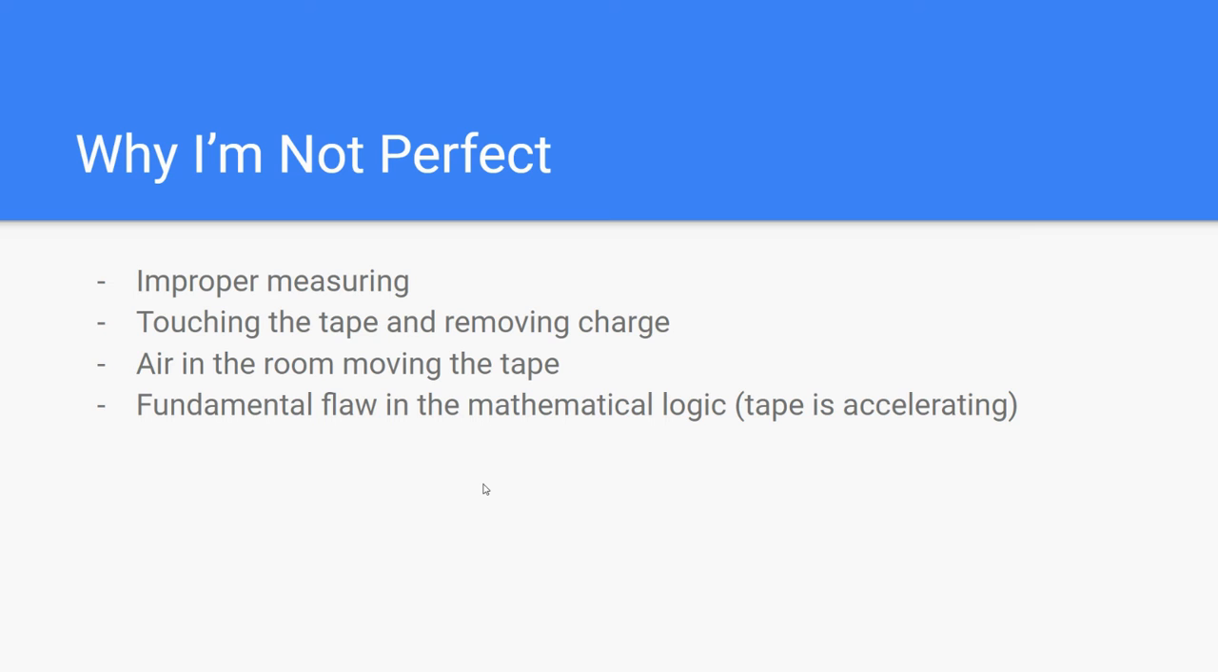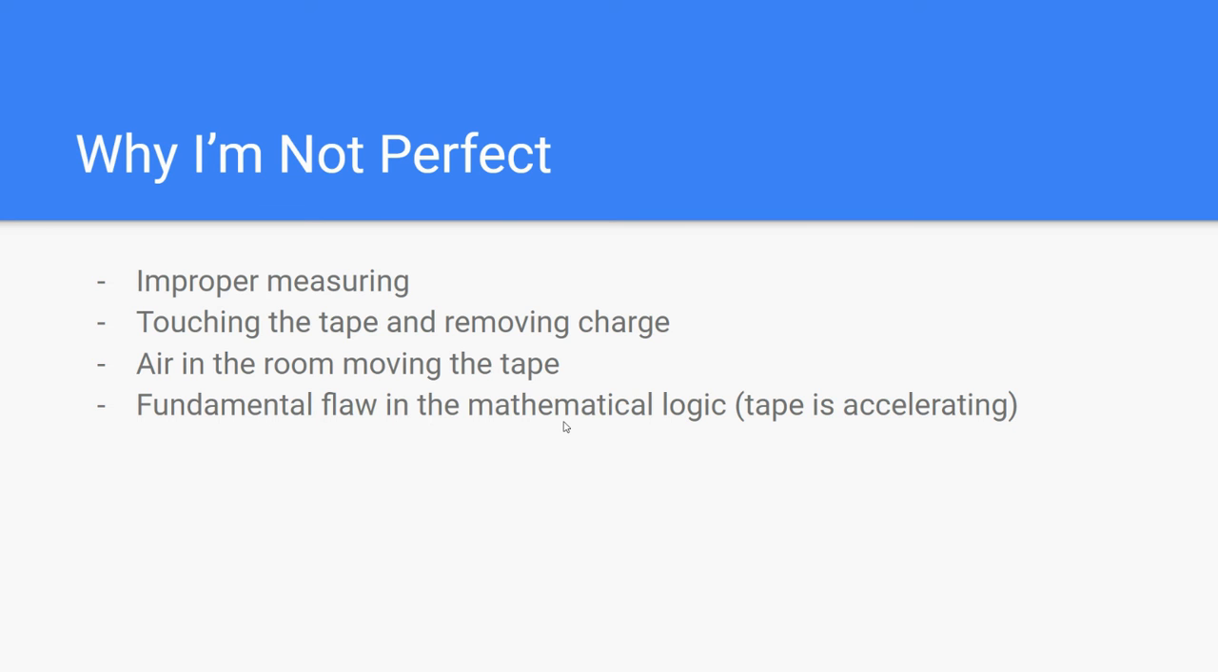When I'm not perfect, the experimental flaws are improper measuring. My hand could have been shaken when I was measuring the distance between the two. I could have seen it wrong. And occasionally I had to touch the tape and mangle with the charge a little bit. And the air in the room, of course, could have moved the tape, changing the experimental numbers.